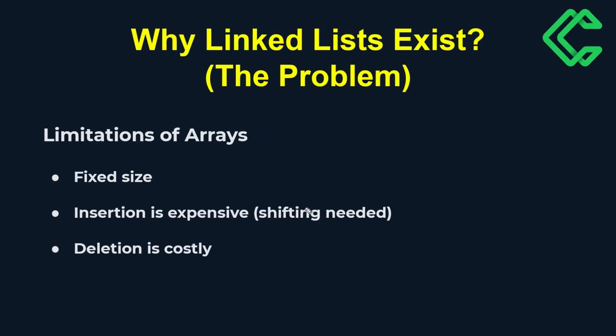We have arrays. Then why do we need linked lists? Arrays have several limitations. For example, arrays are of fixed size. When we declare an array, we declare it with a fixed size: int arr of 6.